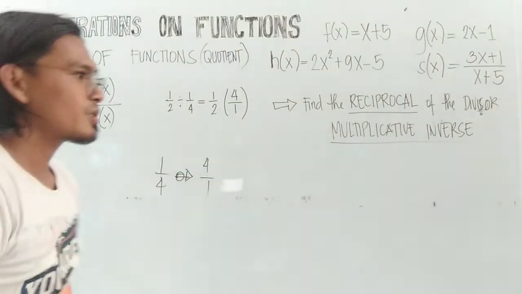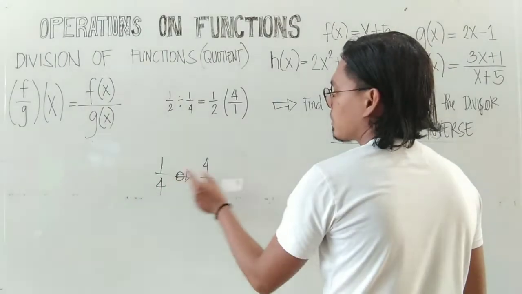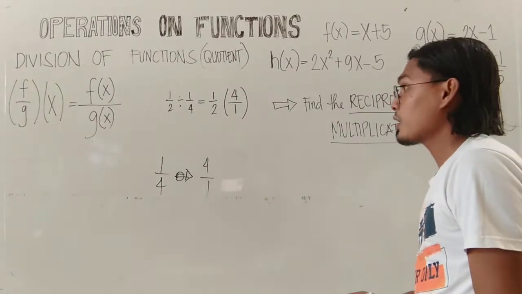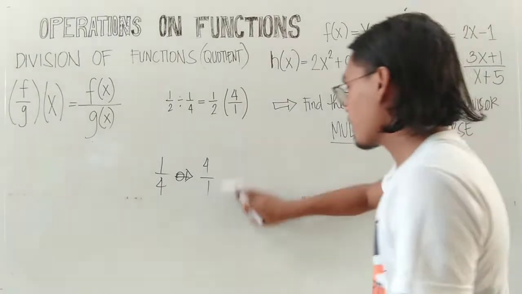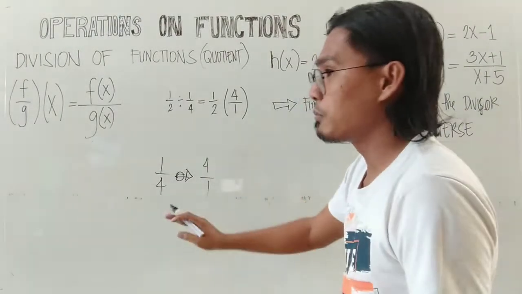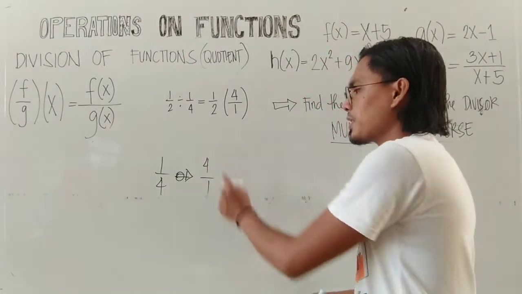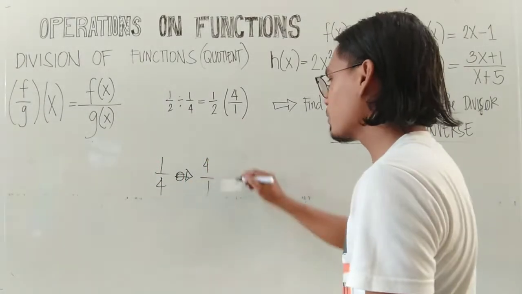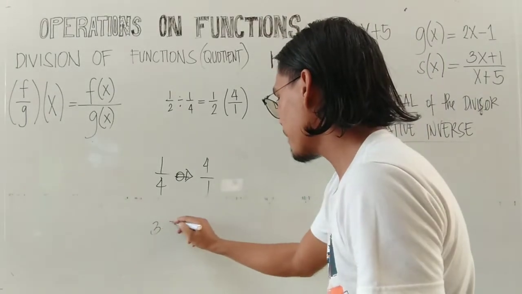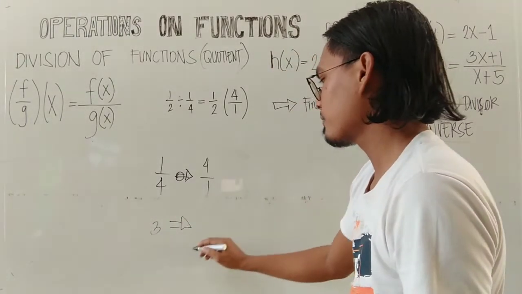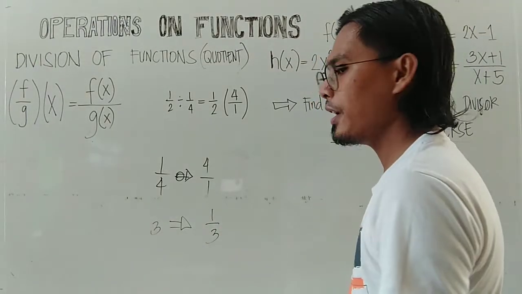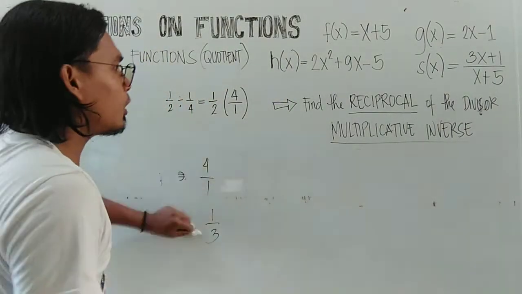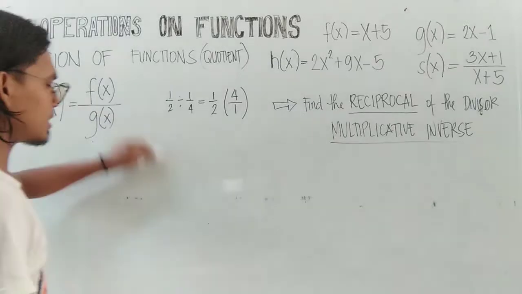So just make your denominator your numerator and your numerator your denominator. That is the multiplicative inverse or the reciprocal. A number multiplied by its reciprocal or multiplicative inverse will be equal to 1, such as 1/4 times 4 over 1 is equal to 1. Example, we have the whole number 3. Its reciprocal is 1/3. Okay? So the first step is to find the reciprocal of the divisor, or find its multiplicative inverse.